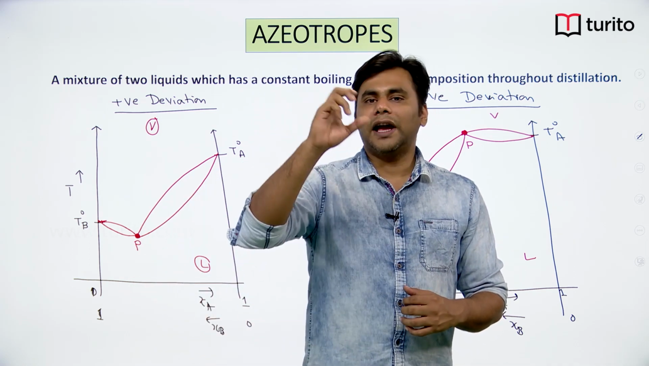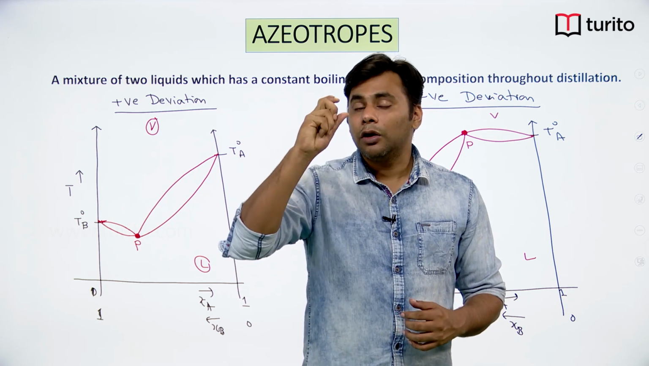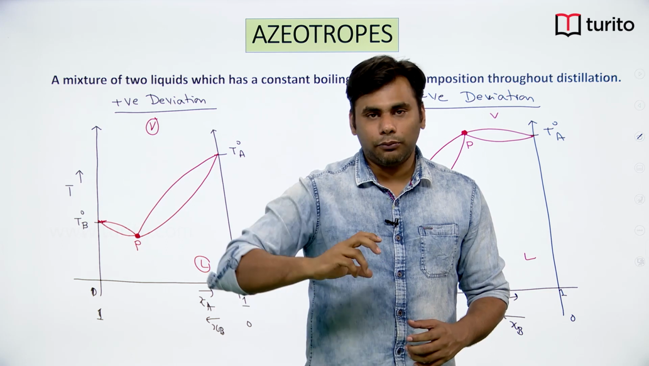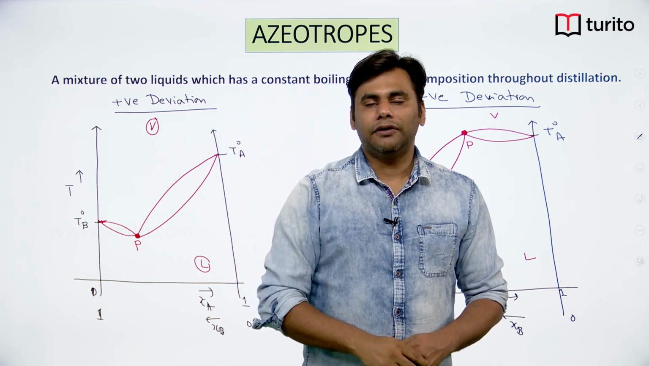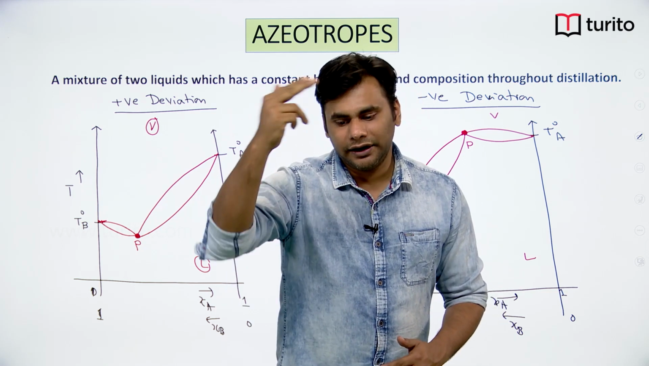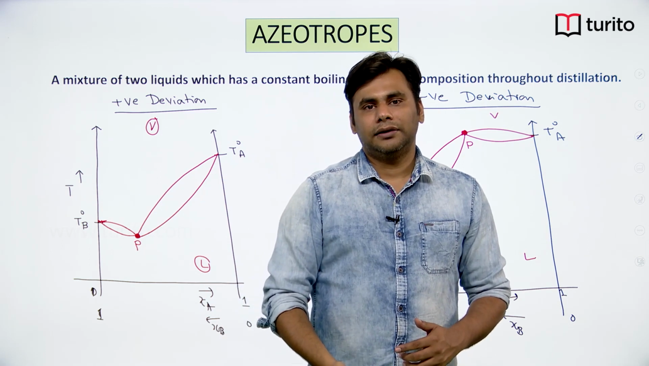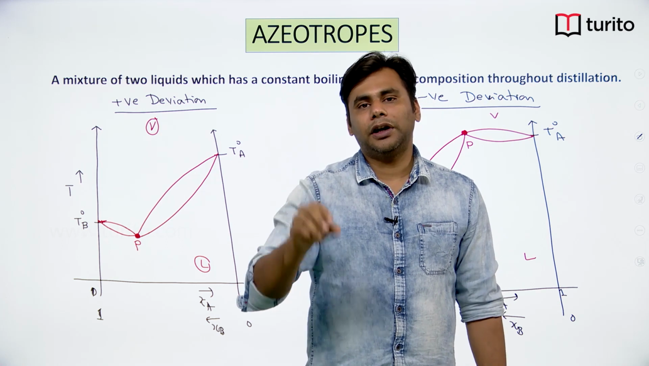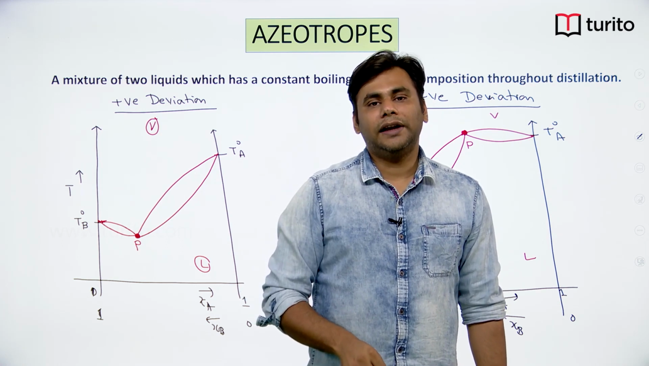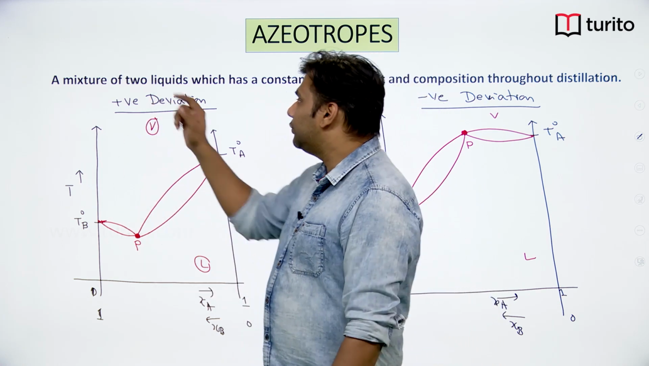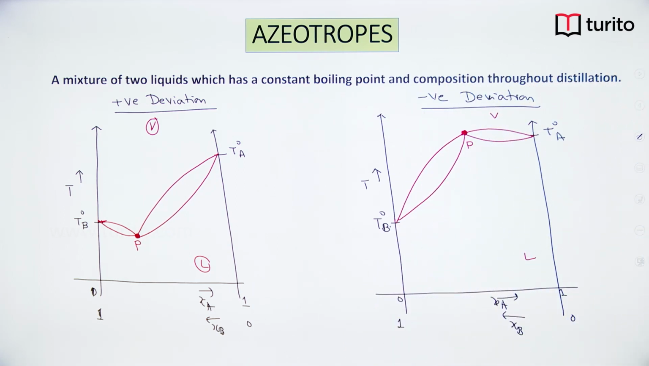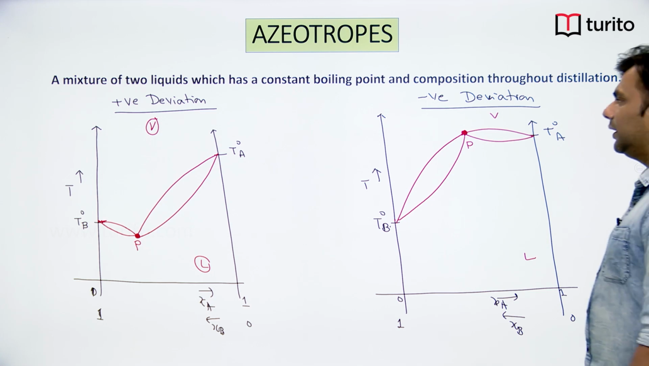Now we analyze the vapor. If vapor had both A and B in equal proportion, that means that both of them have gone into the vapor state, and if we condense, they come back again in the liquid with the same composition. So that particular mixture is called an azeotropic mixture. So an azeotropic mixture is a mixture of two liquids which has a constant boiling point and composition throughout the distillation.